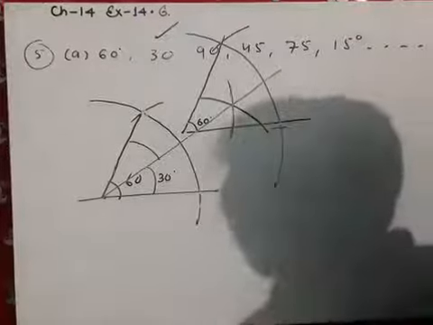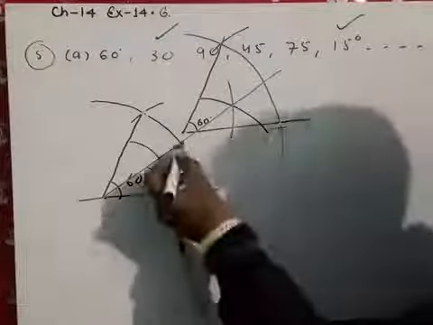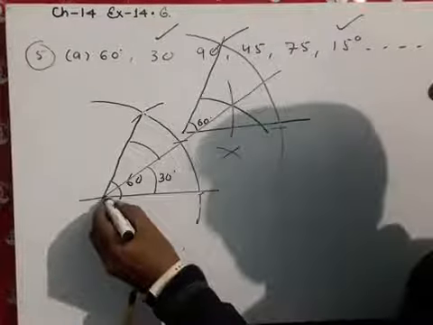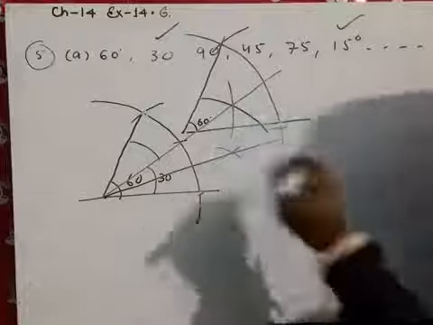Similarly, if you are going to draw the angle of 15 degrees, then you have to divide it again into two equal parts by the same method, by drawing the bisector. So it will be 15 degrees.